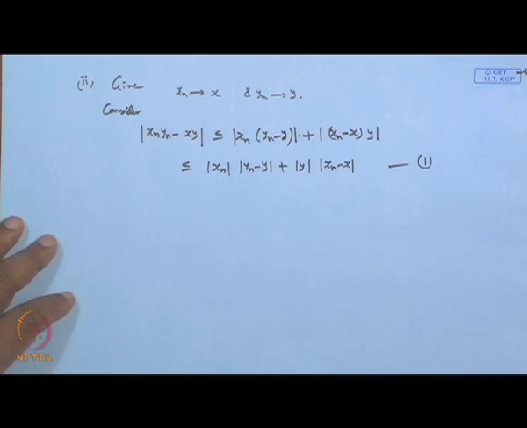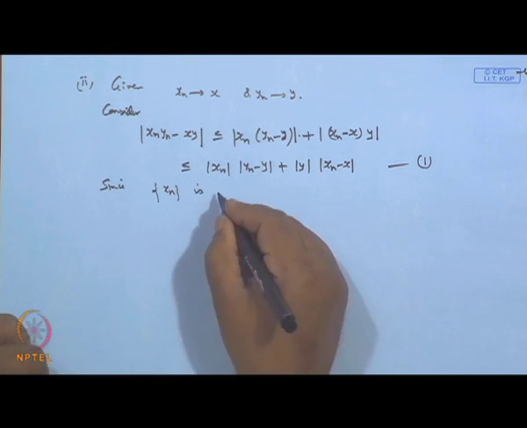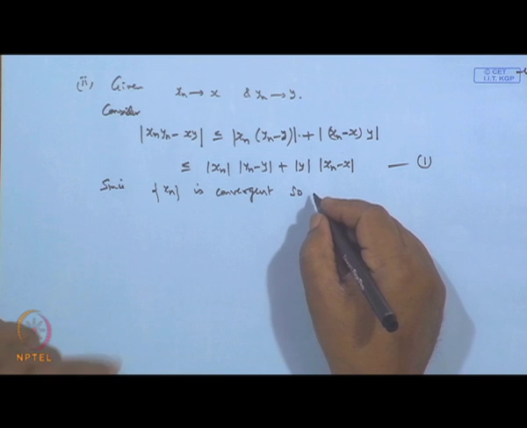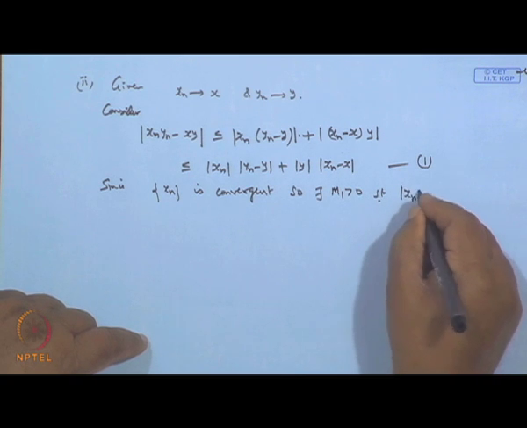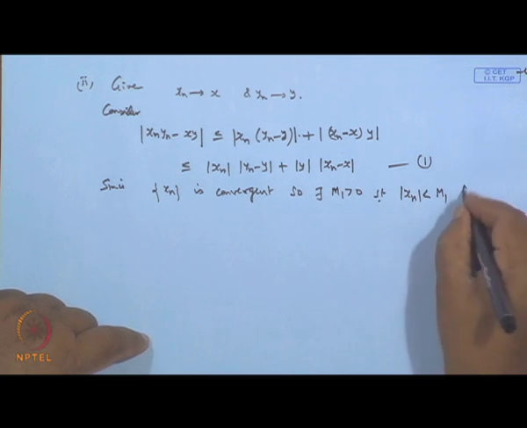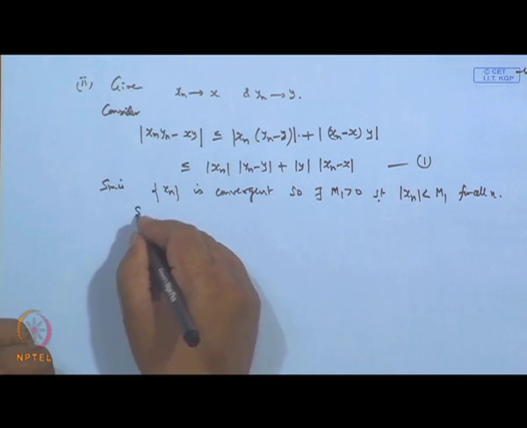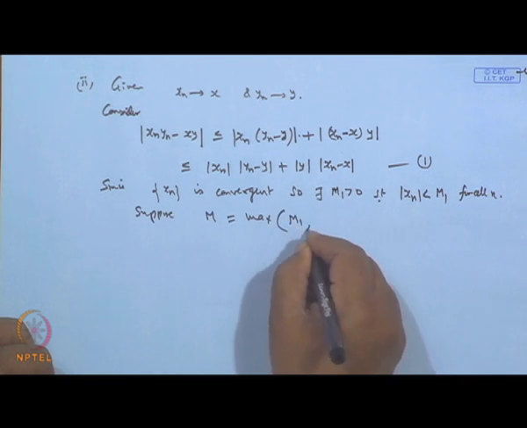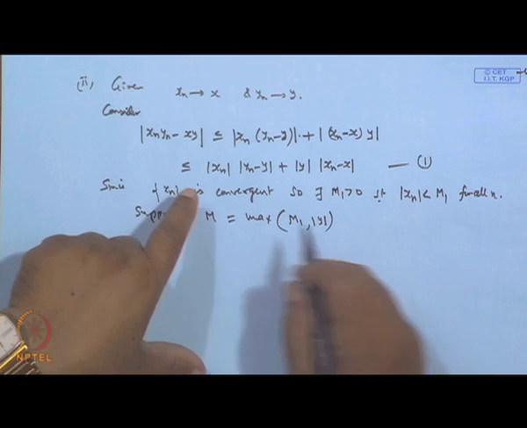Now, since the sequence x n is a convergent sequence, it is bounded. So, there exists m 1 greater than 0 such that all the terms of the sequence are less than or equal to m 1 for all n, because it is a convergent sequence. So, it must be bounded for all n. Let us suppose capital M is the maximum of m 1 and mod y. So, we can choose it like this.